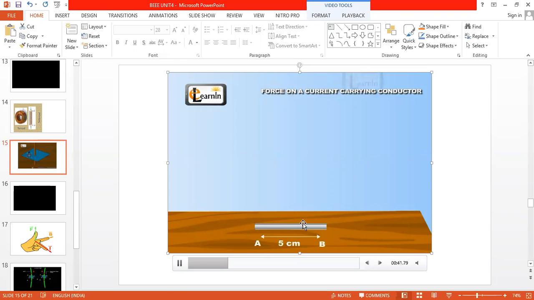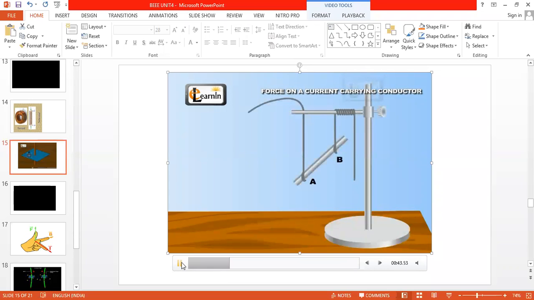What do I have to do? I have to pass the current through the conductor. See, all of you, I am taking the stand now, and the conductor is connected to the stand. It is in the air. All of you, is it visible or not? Yes, sir.